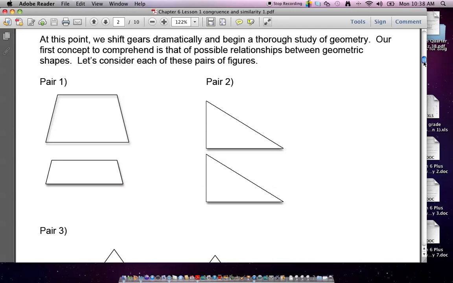Listen, congruent means equal shapes. Everybody say that. Congruent means equal shapes. Okay, try to draw 2 congruent shapes on your paper real quick. I don't care what shapes they are. Just draw 2 shapes that are the same size.